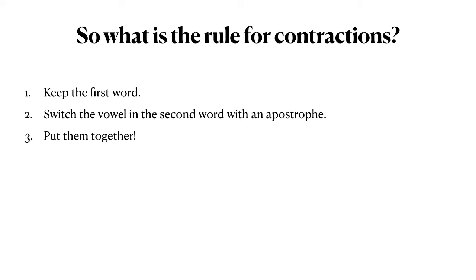So what is the rule for contractions? Well, keep the first word, number 1. Switch the vowel in the second word with an apostrophe, number 2. And then put them together, number 3. Let's see that in action again.